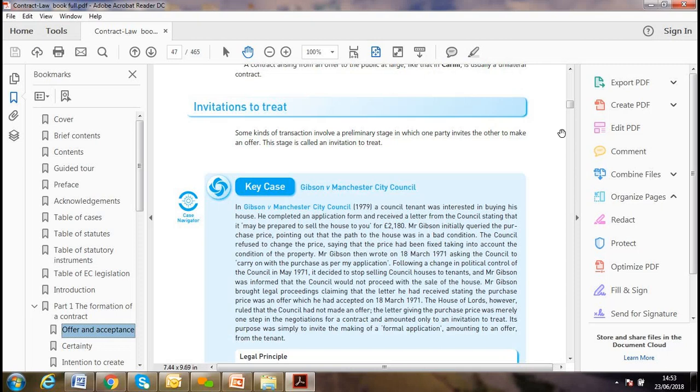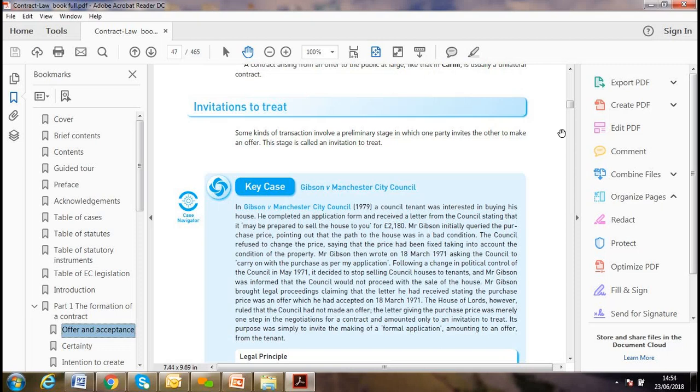Mr. Gibson then wrote asking the council to carry on with the purchase as per his application. Following a change in political control, the council decided to stop selling council houses to tenants, and Mr. Gibson was informed that the council would not proceed with the sale of the house. Mr. Gibson brought legal proceedings claiming that the letter stating the purchase price was an offer which he had accepted. The House of Lords, however, ruled that the council had not made an offer.